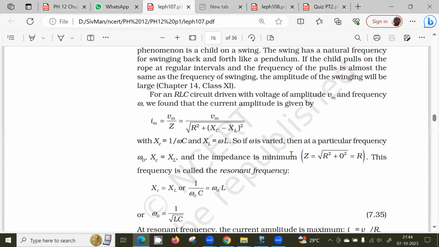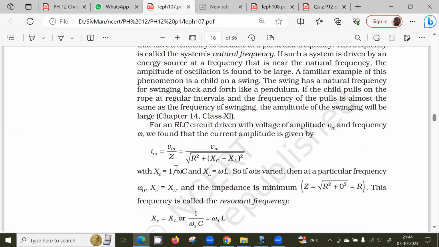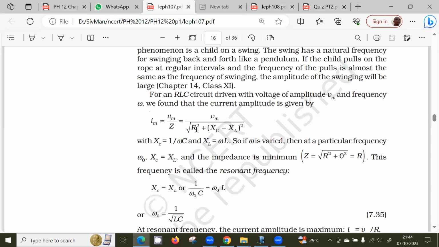So this Z is the square root of R square plus (XC minus XL) square, and R does not depend on frequency. It's constant. If it is 50 ohms, it's 50 ohms, independent of the frequency of the voltage source. But XC, which is 1 by omega C, will decrease as the frequency increases, and XL will increase as frequency increases. So it is possible that for one particular frequency, XC and XL will be the same.